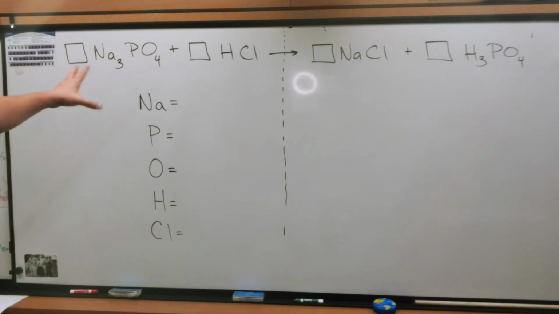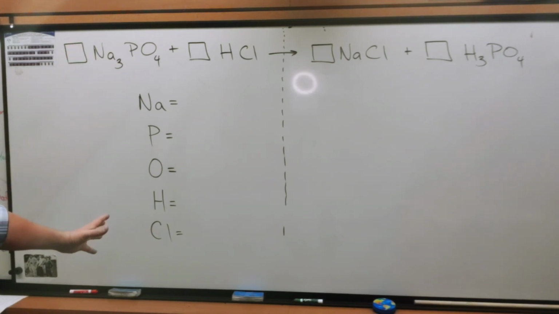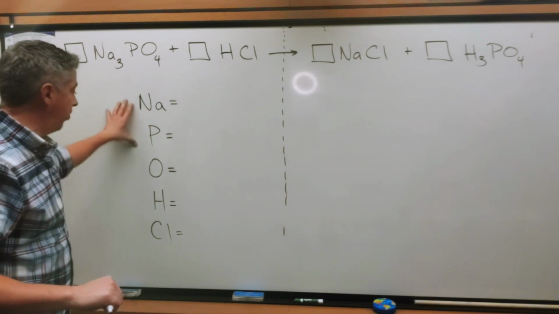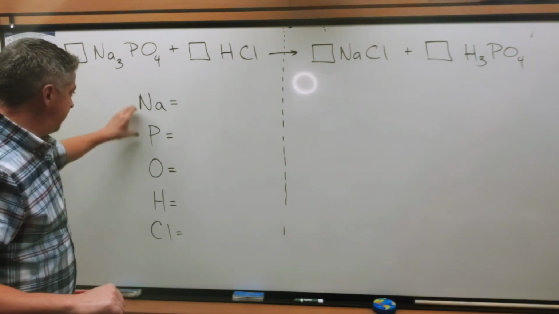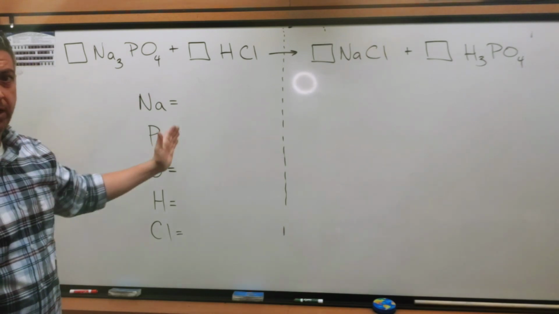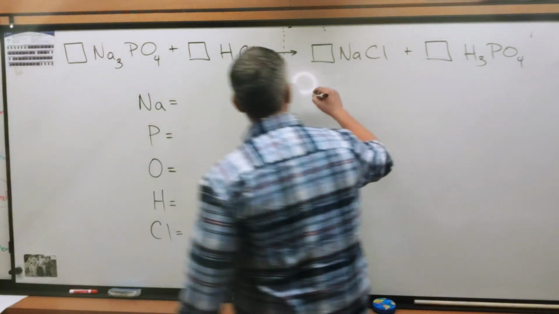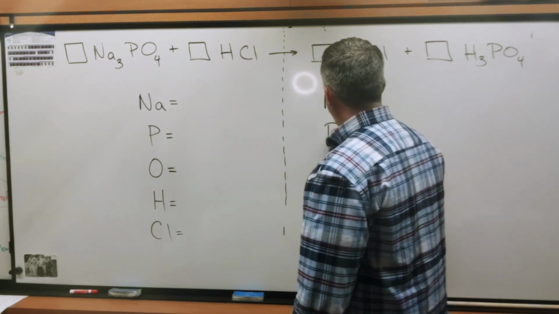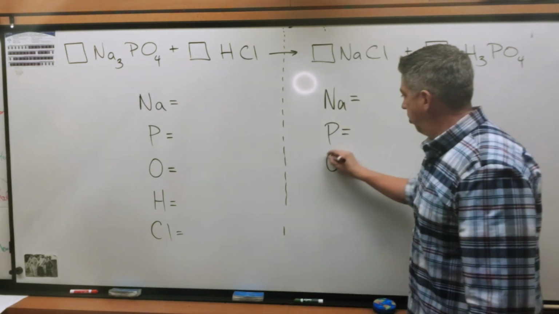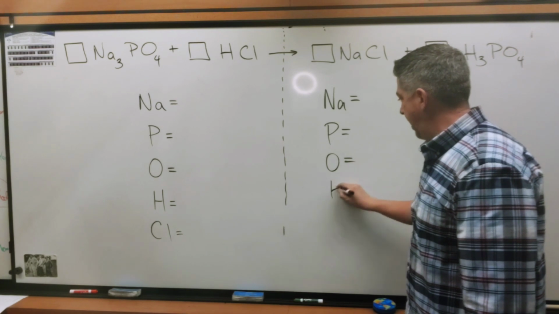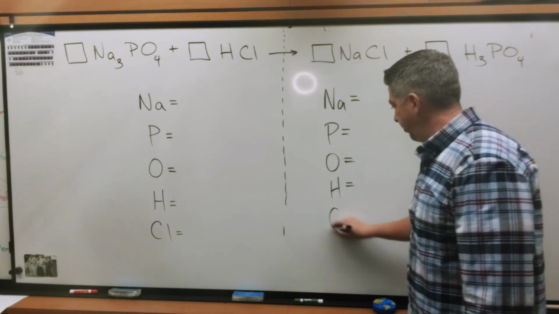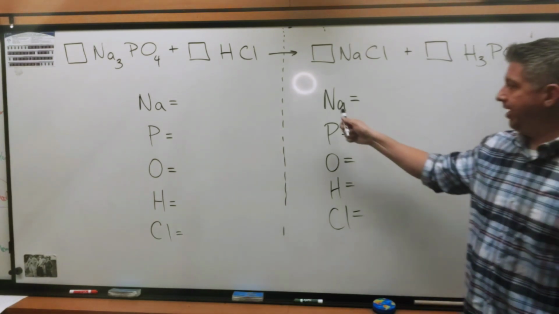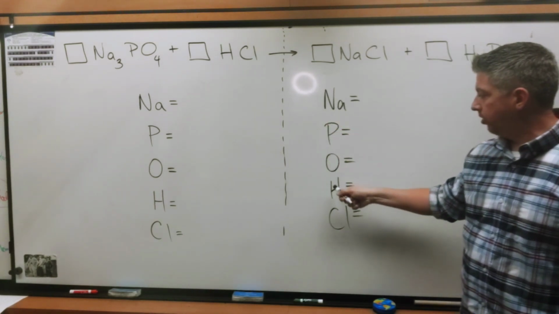Everything that we have on the left is listed, and it's going to show up on the right. So I'm just going to copy this down in this exact order so it's easier for me to compare the elements. So we have Na up here. And then we have P, phosphorus. We have O for oxygen. We have capital H. And we have capital C, lowercase l.